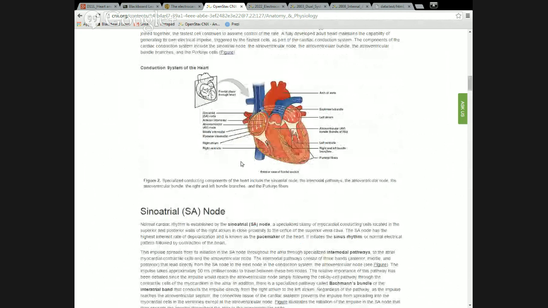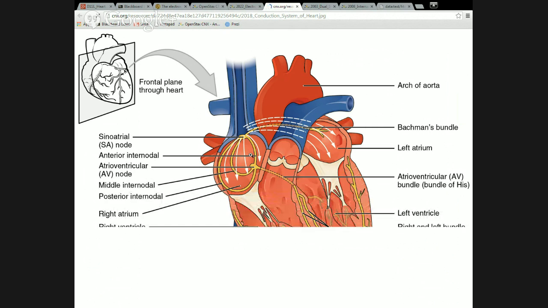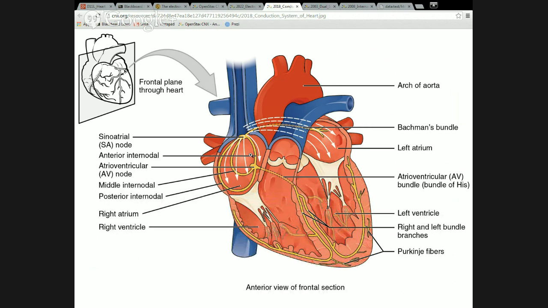So, in the wall of the heart, there are some specialized structures, cells, that are specialized for conducting electrical activity. They are cardiac muscle cells, but they're conductive cells. So together, they represent what we call the cardiac conduction pathway. And so everything that's in yellow in this picture here represents that conduction pathway.